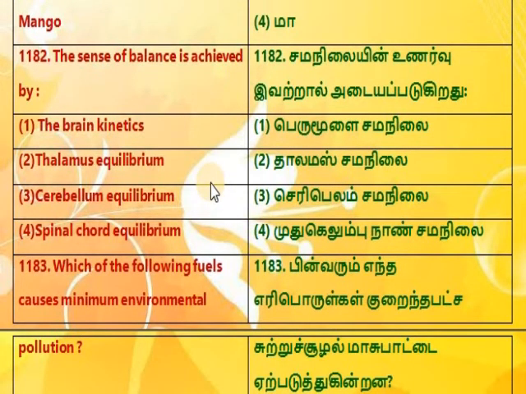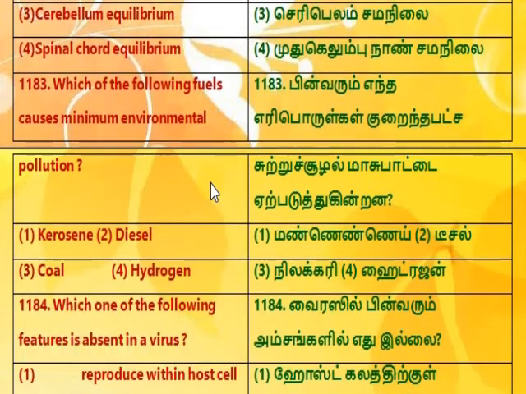1182. The sense of balance is achieved by: 1. The brain kinetics, 2. Thalamus equilibrium, 3. Cerebellum equilibrium, 4. Spinal cord equilibrium. 1183. Which of the following fuels causes minimum environmental pollution? 1. Kerosene, 2. Diesel, 3. Coal, 4. Hydrogen.